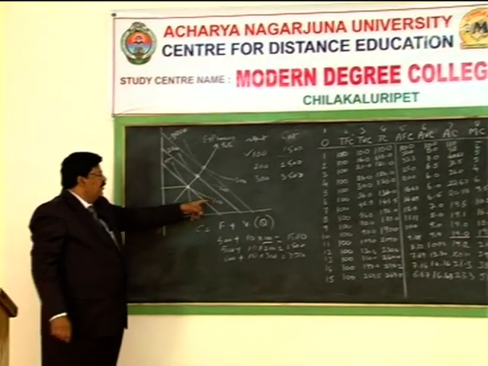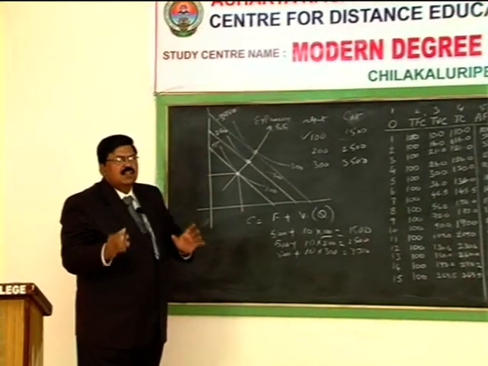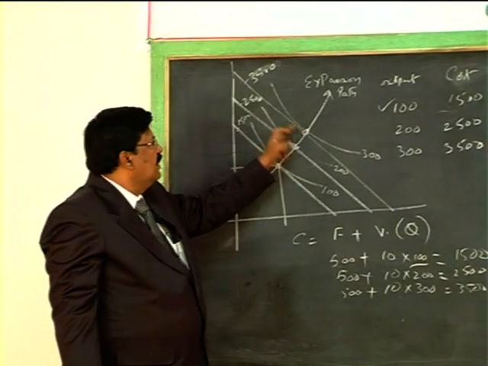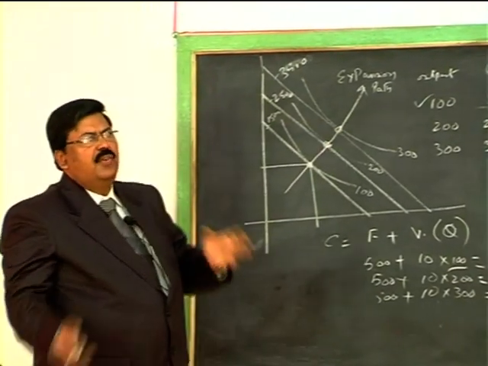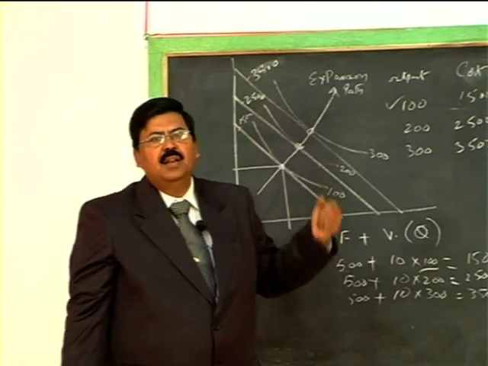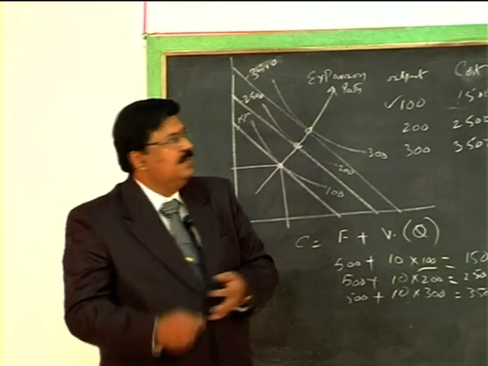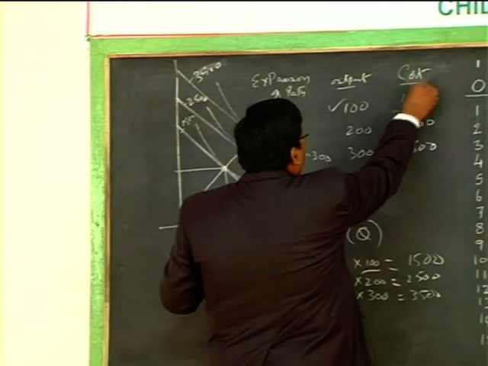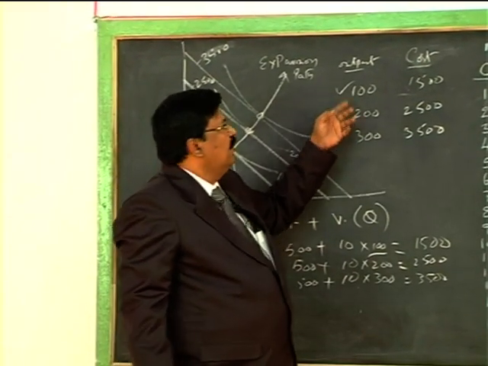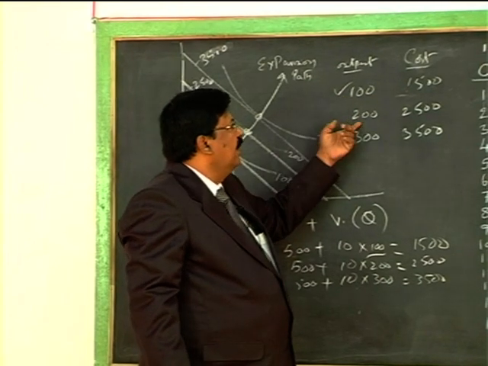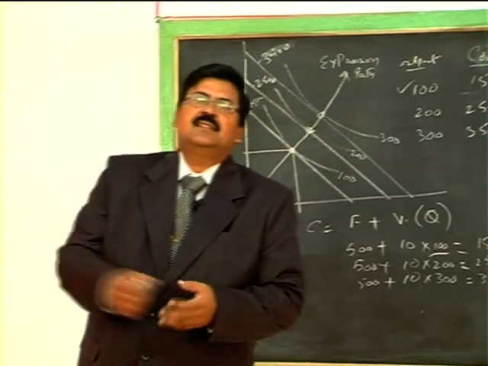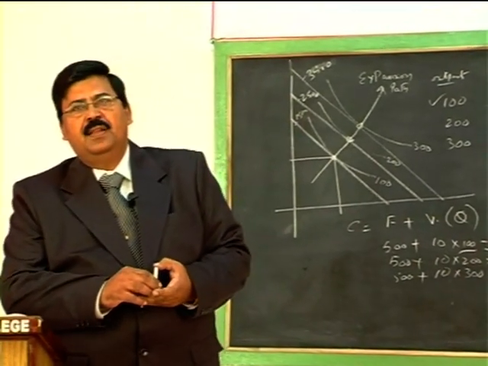Each one is the equilibrium quantity. This is the least cost of producing 100 units, the least cost of producing 200 units, and the least cost of producing 300 units. Now, if you relate these two in the form of a function or schedule or a table, you will get a cost function. So here we are relating output and cost. For 100 units, what is the least cost of producing 100 units of output? 1500. For 200 units, 2500, and for 300 units, 3500. This is known as a simple cost function.